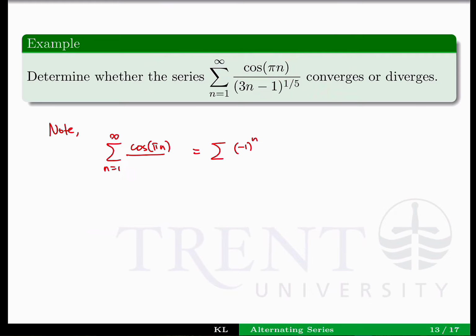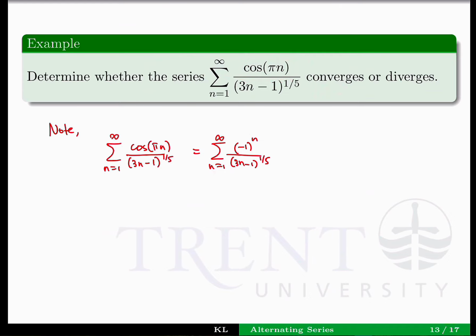So in here, cosine pi n over 3n minus 1 raised to 1 over 5 is the sum from 1 to plus infinity of negative 1 to the n over 3n minus 1 raised to 1 over 5. Power is n because you start with n equals 1, then you will have your cosine pi, and cosine pi is negative 1. So n equals 1, we have negative 1 as the first term. So this is actually an alternating series.